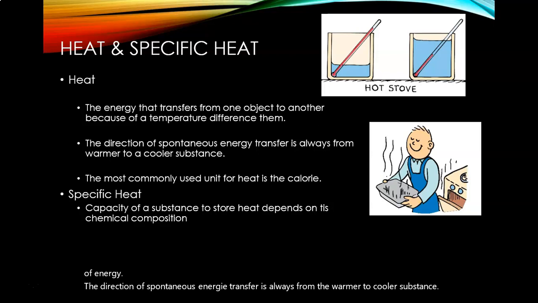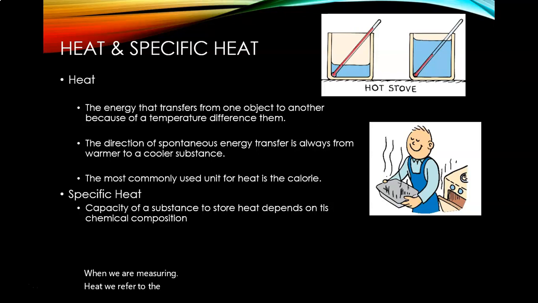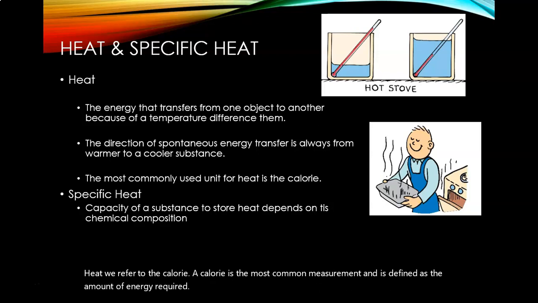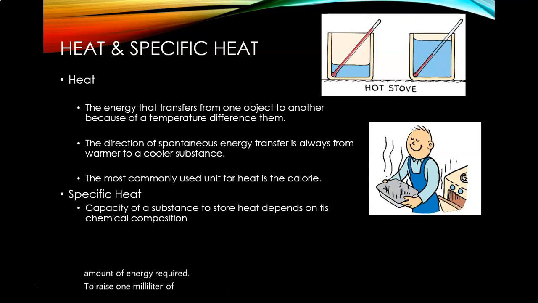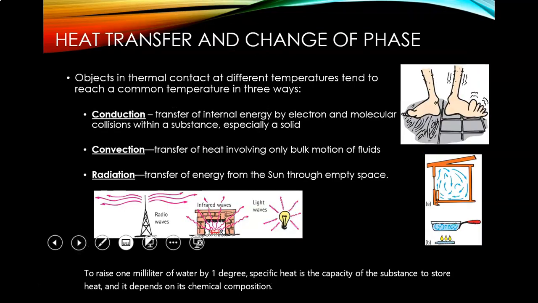When we are measuring heat, we refer to the calorie. A calorie is the most common measurement and is defined as the amount of energy required to raise 1 milliliter of water by 1 degree. Specific heat is the capacity of a substance to store heat, and it depends on its chemical composition.